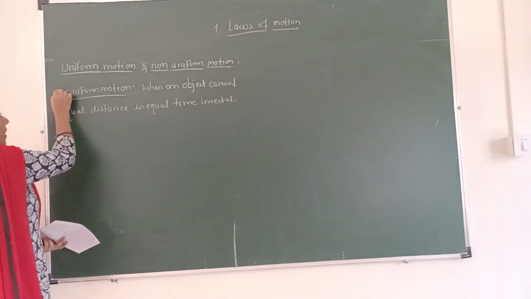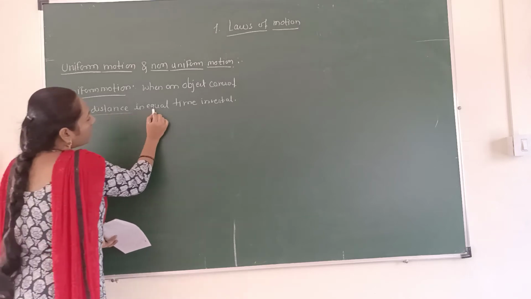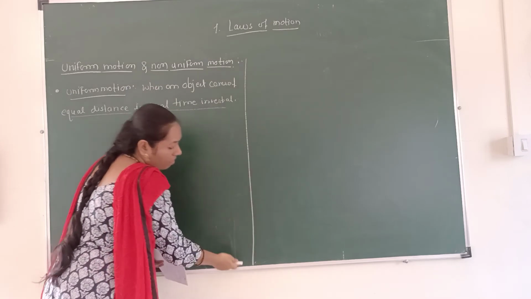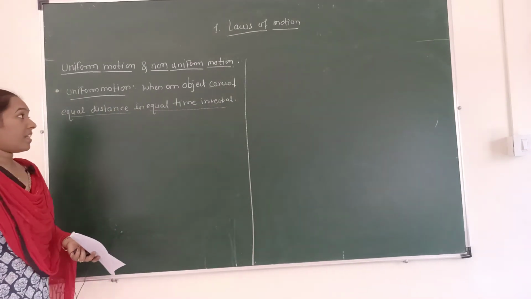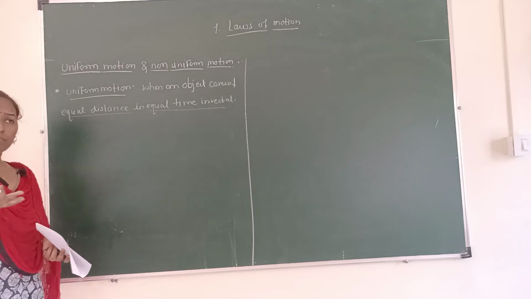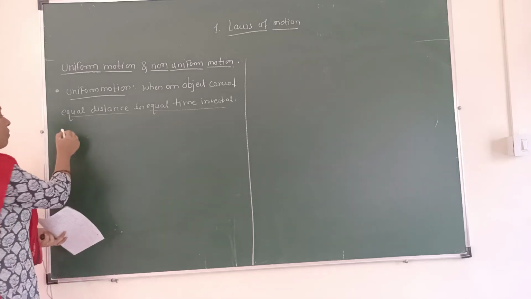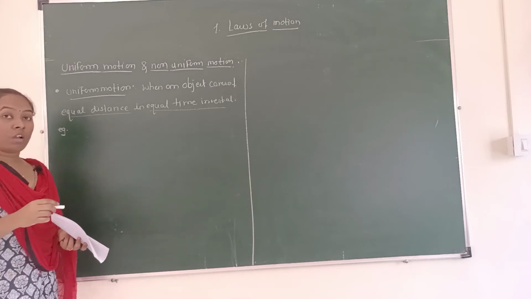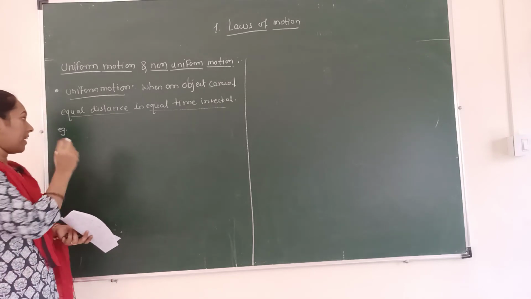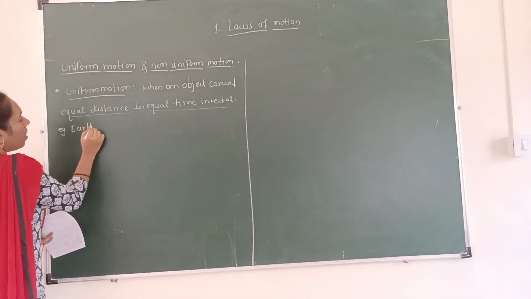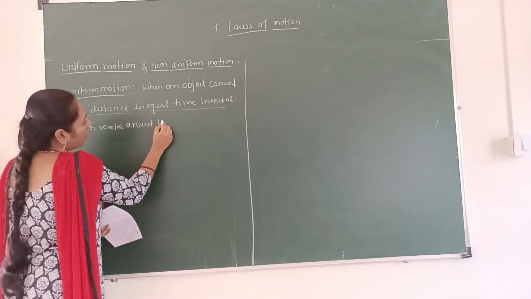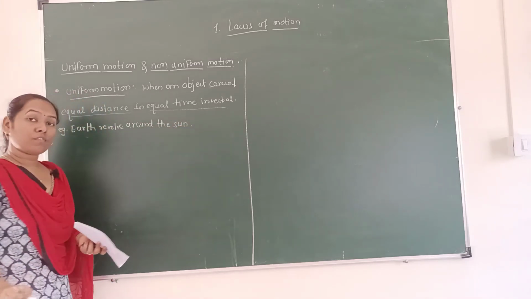What is the definition? When an object covers equal distance in equal time interval. Here, these underlined words are very important. Then, what are the examples of uniform motion? First one is the earth revolving around the sun. It is an example of uniform motion.